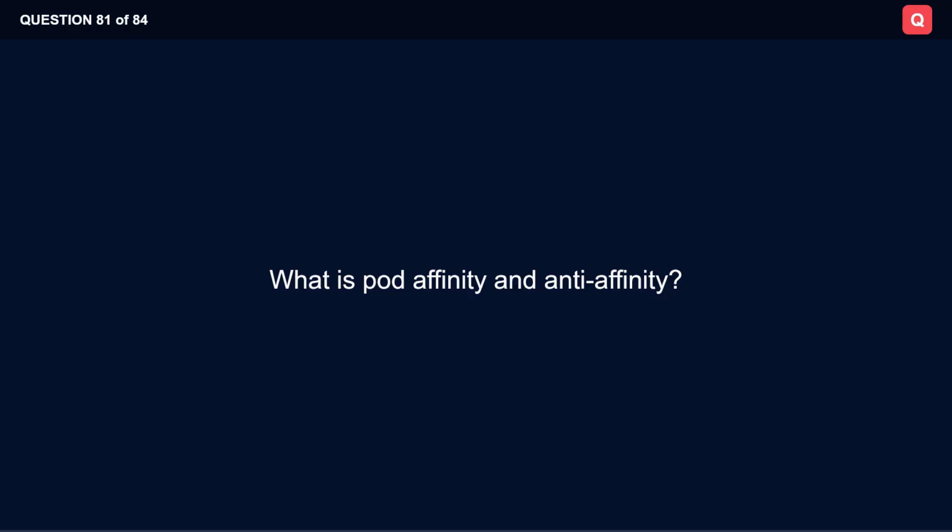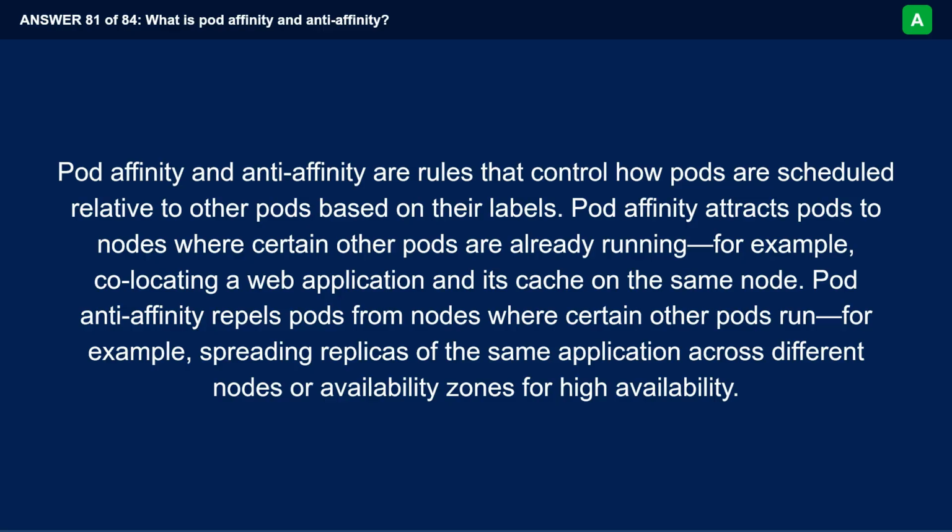What is pod affinity and anti-affinity? Pod affinity and anti-affinity are rules that control how pods are scheduled relative to other pods based on their labels. Pod affinity attracts pods to nodes where certain other pods are already running, for example, co-locating a web application and its cache on the same node. Pod anti-affinity repels pods from nodes where certain other pods run, for example, spreading replicas of the same application across different nodes or availability zones for high availability.